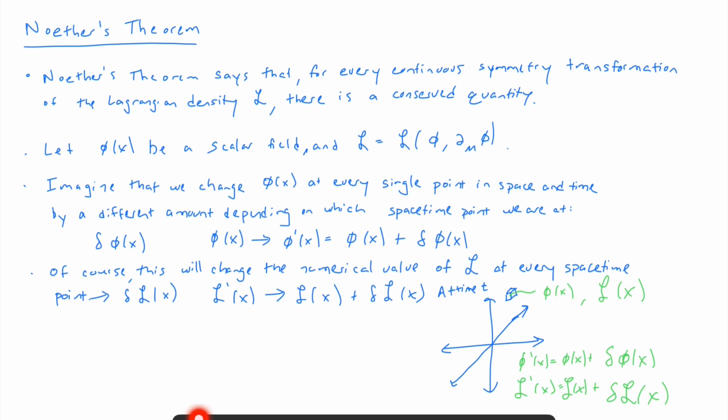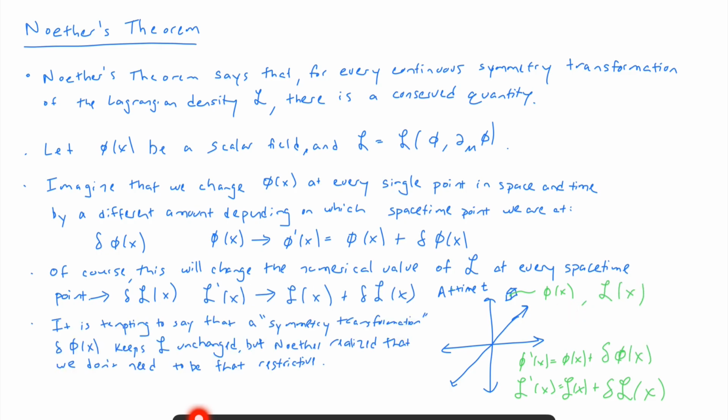Of course, because we now have a new field phi prime of x, even if we use the same formula for the Lagrangian, we will now get a new numerical value for the Lagrangian at every point in space, just because we changed phi. And when you change phi, you change that, which is an argument of the Lagrangian, and you'll also change, theoretically, the derivatives of phi. So that'll give you a new value for the Lagrangian at every point in space, which we could just call L prime. That's the old L of x plus this delta of the Lagrangian at every point in space. That happens automatically just from changing phi.